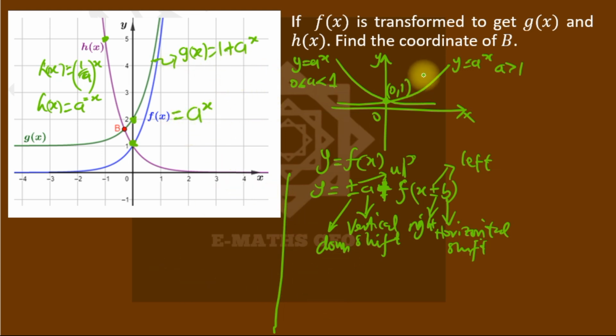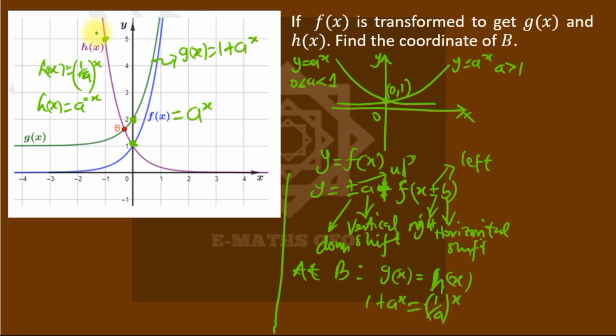So for us to get the coordinate of B, at B, g(x) and h(x) must be equal, since that's the point of intersection. So we now have 1 plus a raised to 4x equal to 1 over a raised to 4x. But the little problem now is that we need to get the value of a so that it will be easy for us to solve, and we need to get an actual answer.